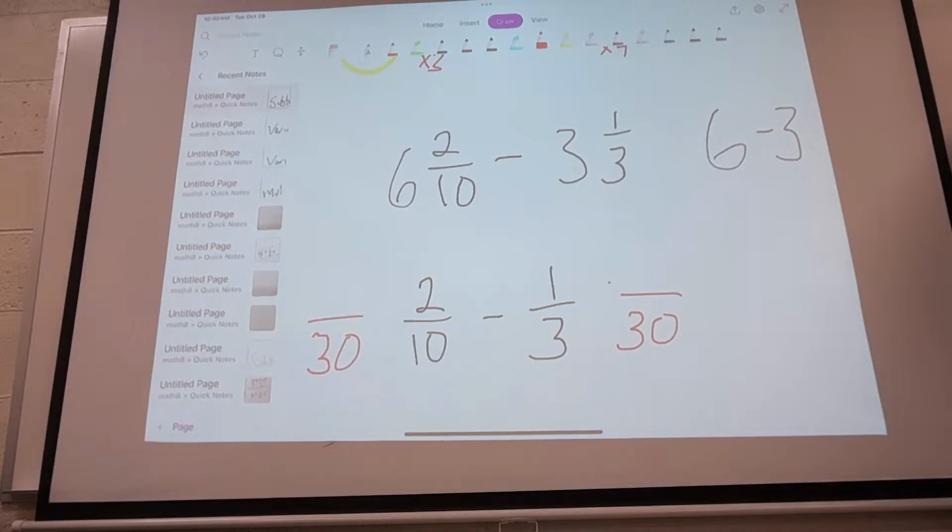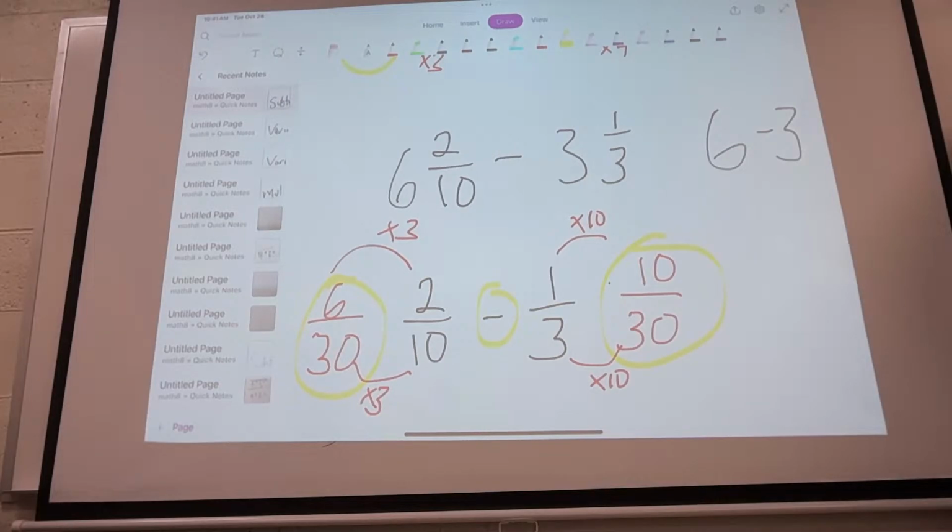All right, so let's see what we got. How do I turn a 10 into a 30? 10 times 3. Good. 2 times 3 is 6. How do I turn a 3 into a 30? 3 times what? 10. 1 times 10 is 10. So 6/30 take away 10/30. Can we do that? That's a problem, isn't it?